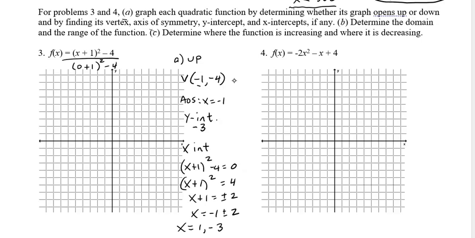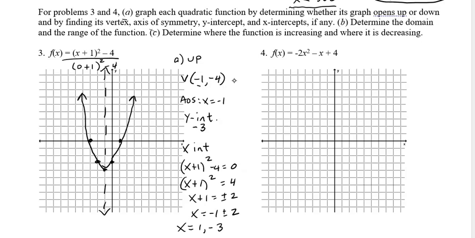So let's just go ahead and start putting all this together. Vertex of -1, -4. Y-intercept of -3. AOS, x equals -1. So I can match this point up, y-intercept point. The x-intercepts are +1 and -3. And it looks like that's going to help me with the graph. I just connect those dots. There's the graph of the parabola.